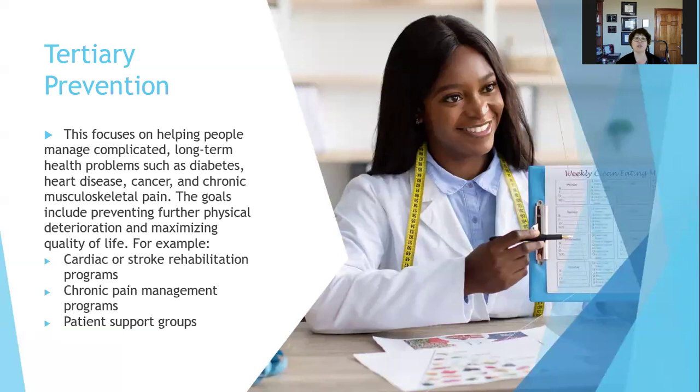Tertiary prevention focuses on helping people manage complicated long-term health problems, such as diabetes, heart disease, cancer, and chronic pain, chronic musculoskeletal pain. So in tertiary prevention, you already have it. You have the disease, whatever it is. And the goals are to prevent further deterioration and maximize quality of life.